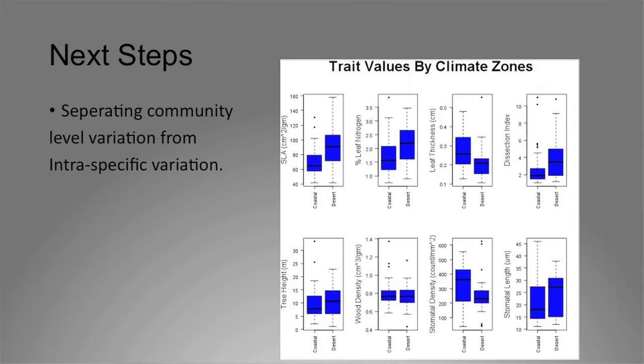DI stands for dissection index. That's basically how much a leaf is dissected, how compound it is. And shape factor is basically a metric of roundness. And you can see that for a lot of these, specific leaf area is a metric of economics, but also leaf morphology is tightly related to all of them.